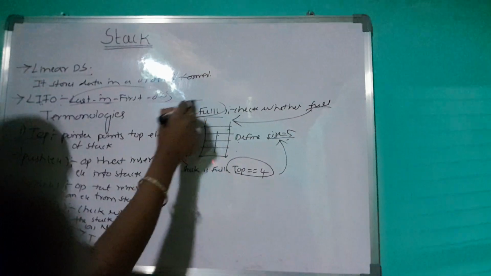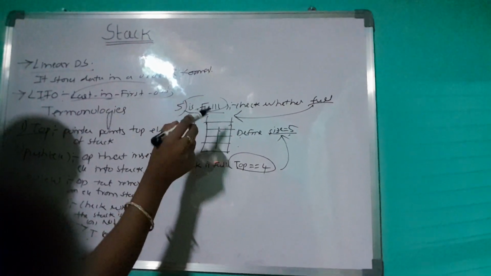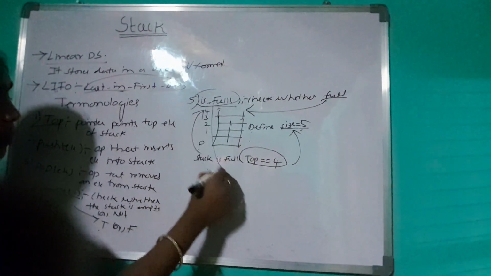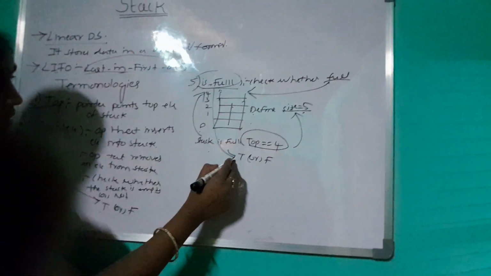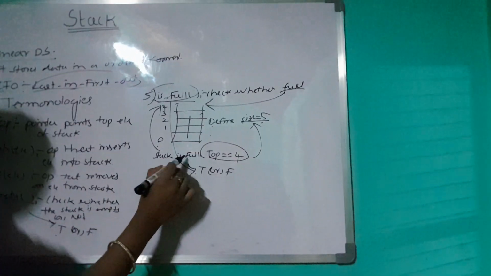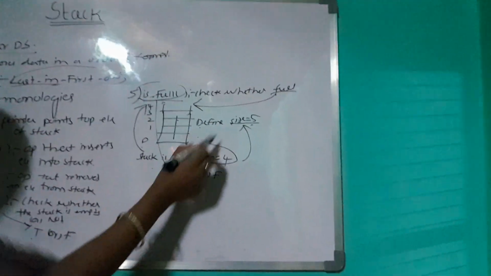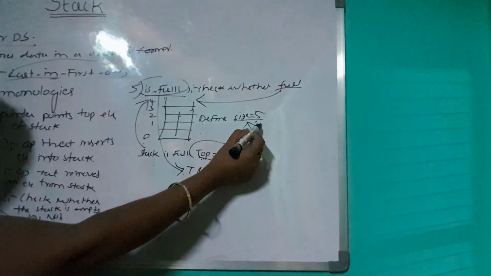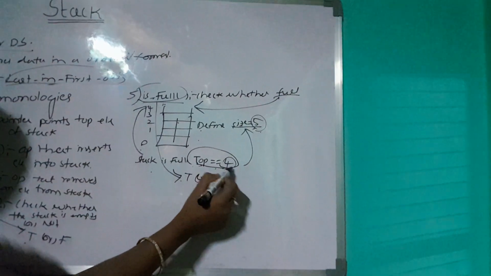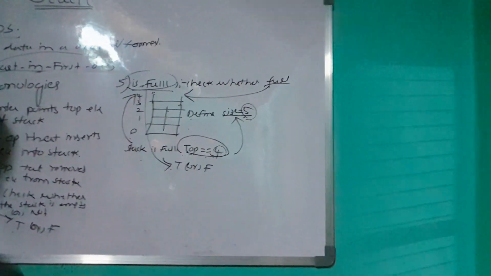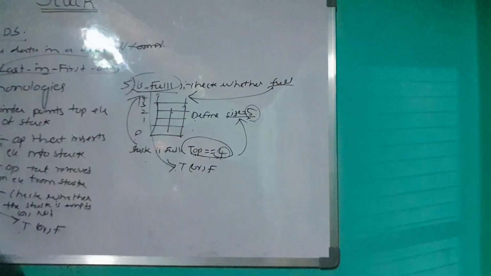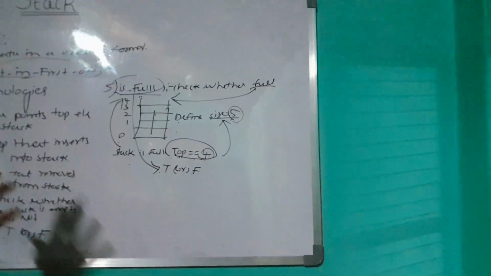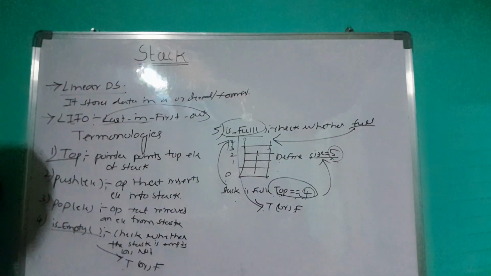So this operation checks whether the stack is full, and it returns true or false as output. True means the stack is full. That means top is equal to size minus 1. Here size is 5, and size minus 1 means 4. It returns false when the stack is not full. These are the terminologies of the stack.